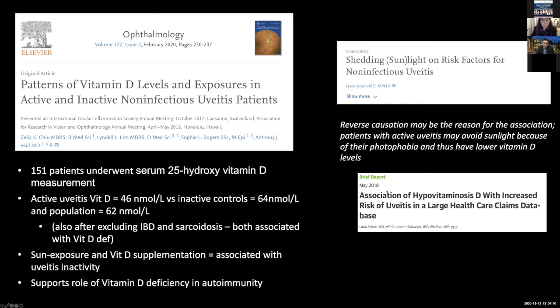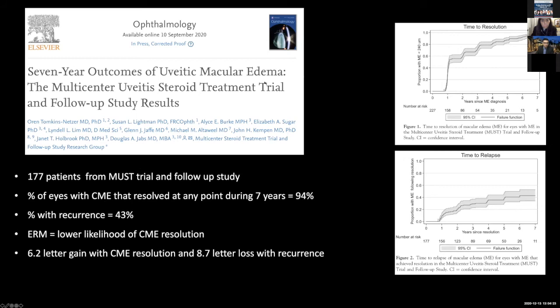But there have been similar associations also reported from large and claims-based databases. So this is going to be an interesting topic as we learn about it more. There was also a follow-up study from the MUST trial, and they looked at patients in relation to their cystoid macular edema through 7 years.